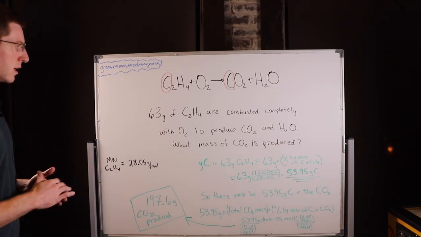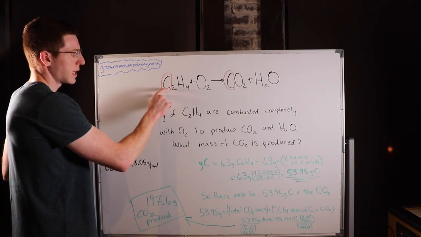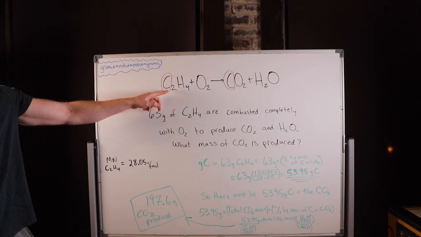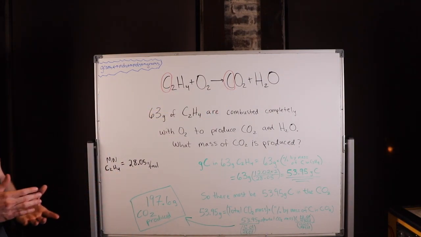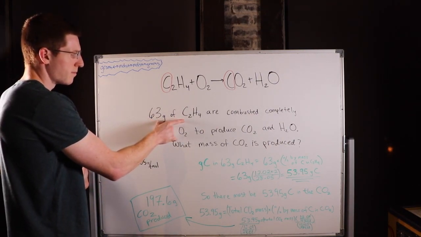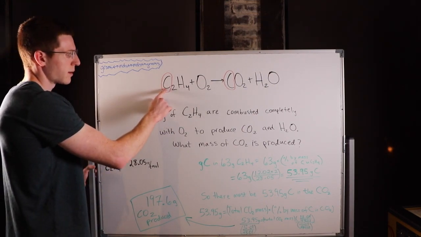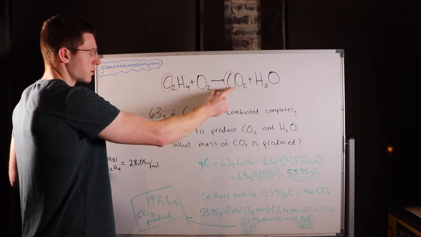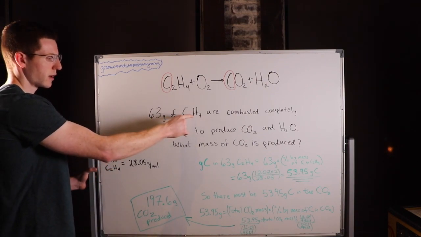I didn't even check. But what is important to note here is this same concept that we've been hitting on: the amount of carbon mass that I begin with is going to be equal to the carbon mass that I end with. And I'm going to use that principle to my advantage. So they give us an initial mass of the C2H4, and we know that the carbon of that C2H4 is going to be equivalent to the carbon of the CO2. So let's figure out how much carbon is in 63 grams of C2H4.